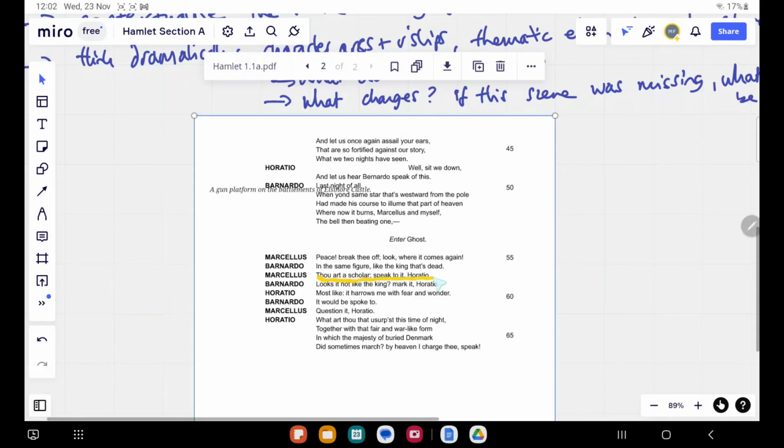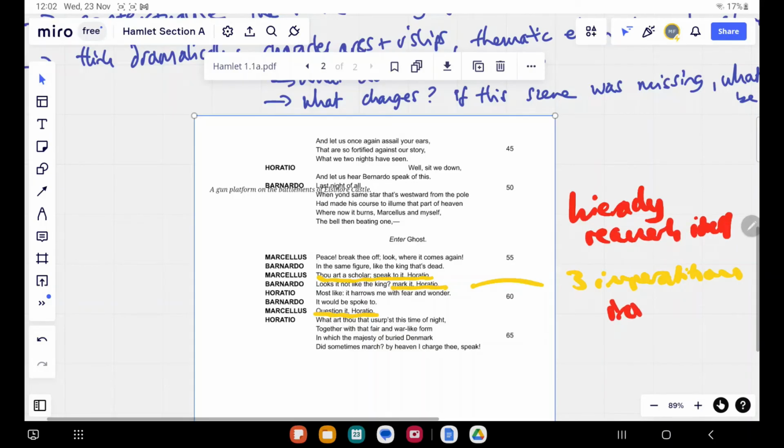"Thou art a scholar, speak to it, Horatio. Looks it not like the king, mark it, Horatio. It would be spoken to, question it, Horatio." So here we get three imperatives, don't we? Speak to it, Horatio, mark it, Horatio, question it, Horatio. And then the hierarchy reasserts itself. But what's ironic, maybe, is that the soldiers are hiding behind Horatio. The hierarchy reasserts itself, but there's a sense of irony in the soldiers hiding behind him there.